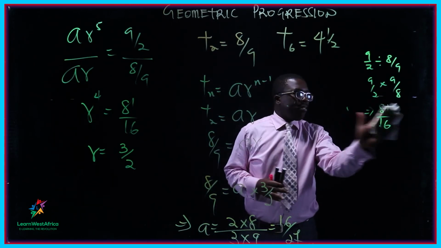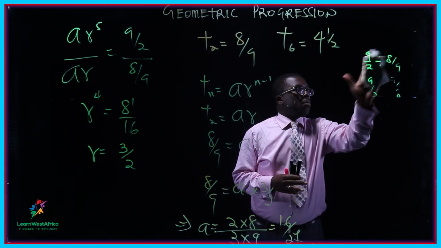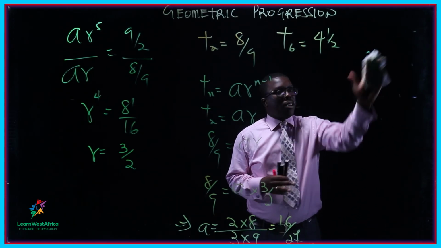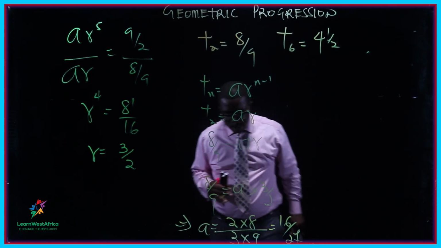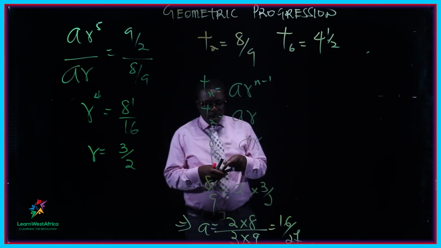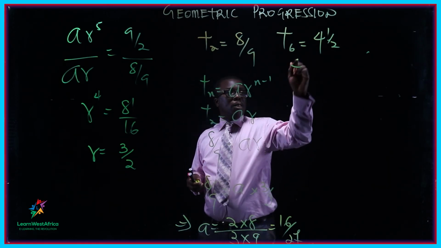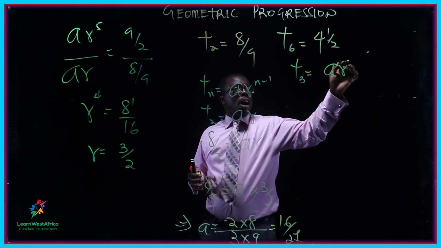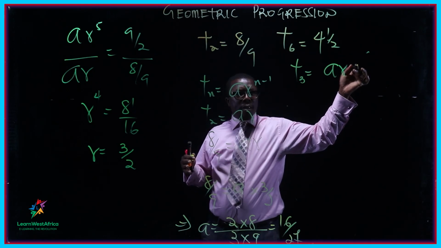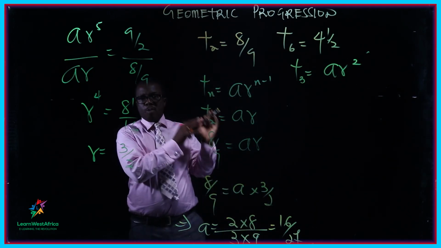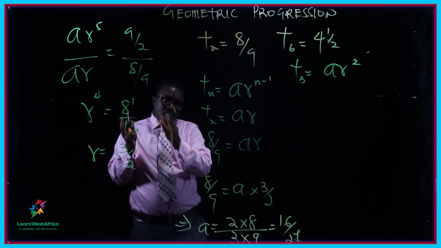Let's try and figure out our third term. How do we work out our third term? All right. So let's see how we will just find our third term. Third term will be T3, obviously. So our third term will be AR to the power 3 minus 1. That will give you AR squared. A times R squared.